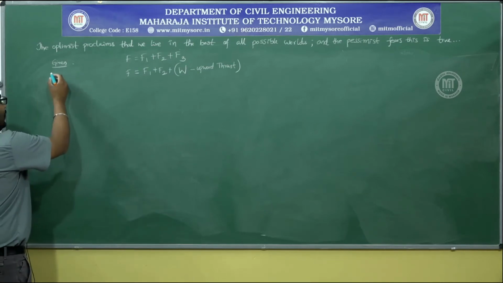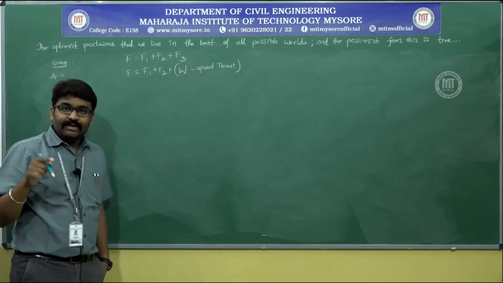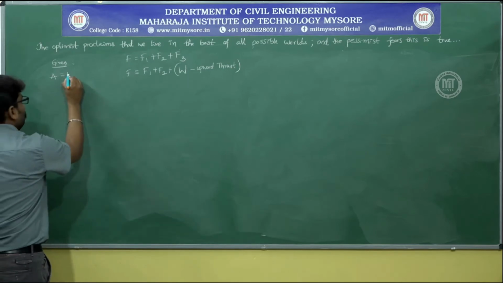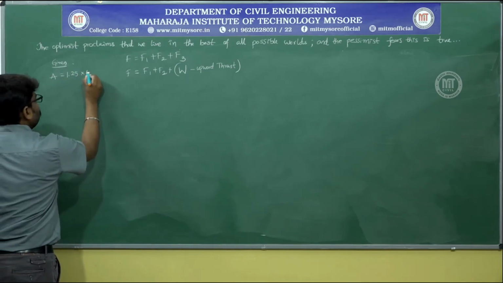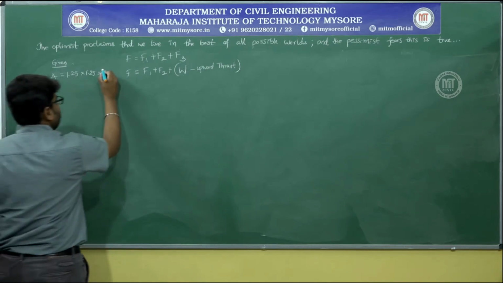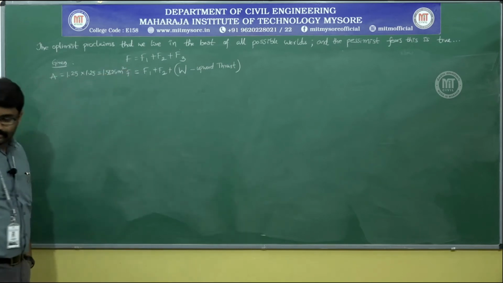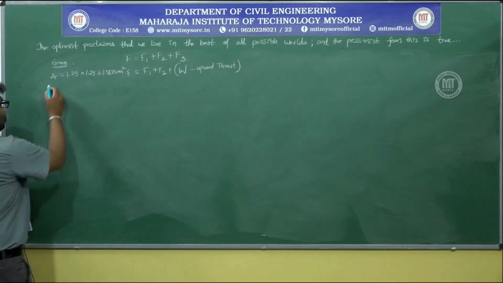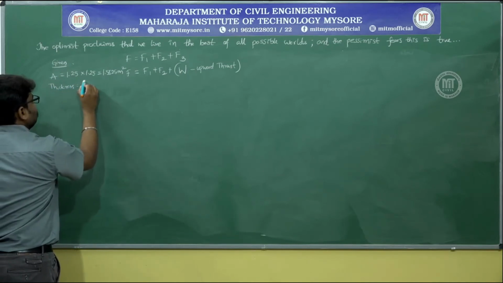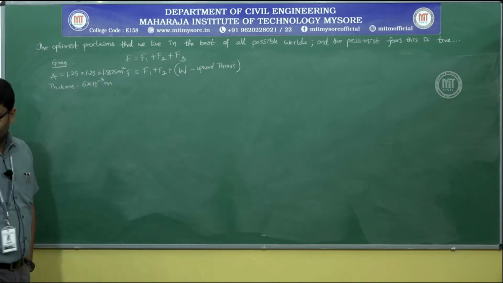How much is the area? 1.25 meter by 1.25 meter is the area, because 6 millimeter is the thickness. So, how do I get the area? 1.25 into 1.25, which is nothing but equal to 1.5625 meter square. Next, you have been given thickness as 6 millimeter, nothing but 6 into 10 power minus 3 meter.